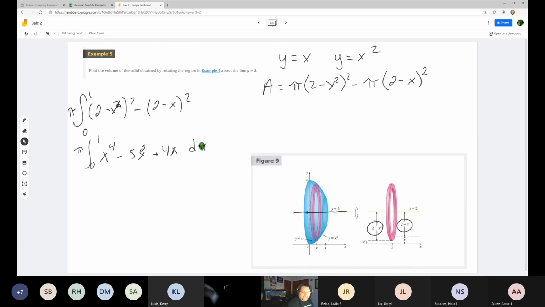The 2's cancel each other out. That's where the 2's ended up going.